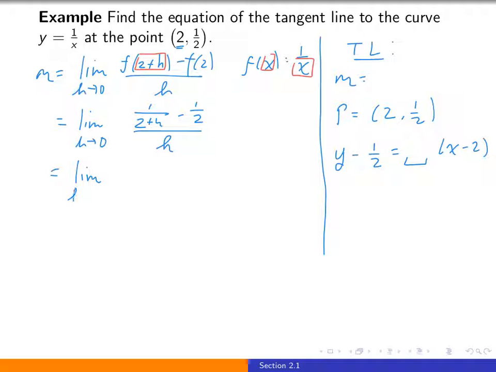Well, I cannot just plug in h equals 0 because that would give us an undefined quantity, so I need to algebraically manipulate or simplify. And the easiest thing I could do is maybe combine those fractions in the numerator into a single fraction. So the single fraction would have denominator 2 times (2 plus h), where the first fraction is multiplied by 2 over 2, giving you a 2 in the top, and the second fraction is multiplied by (2 plus h) over (2 plus h), causing us to subtract 2 plus h, and this is all divided by h.